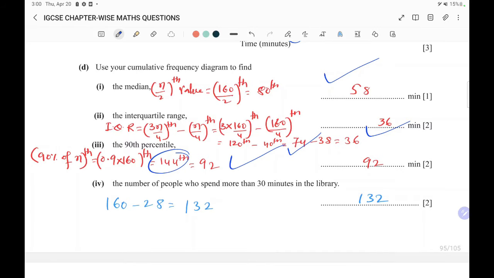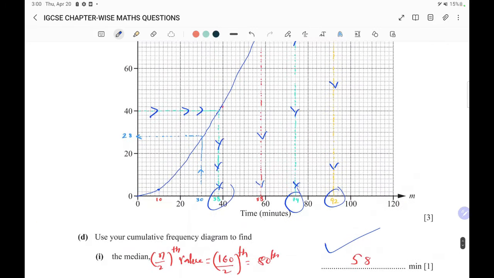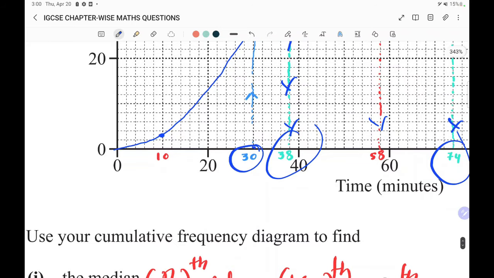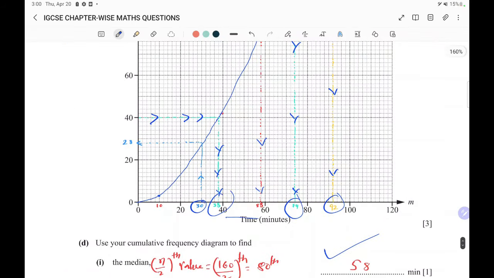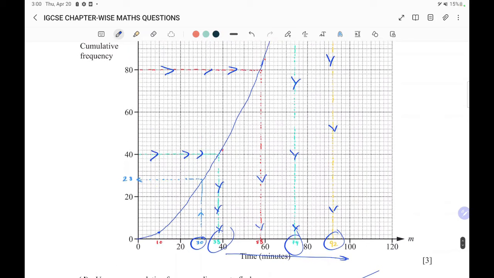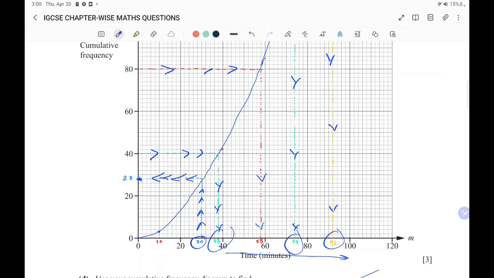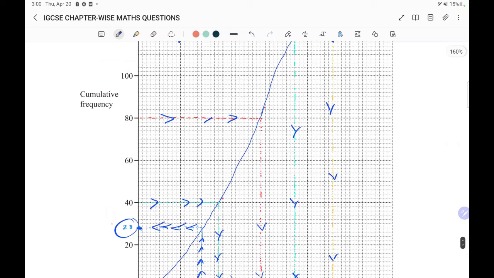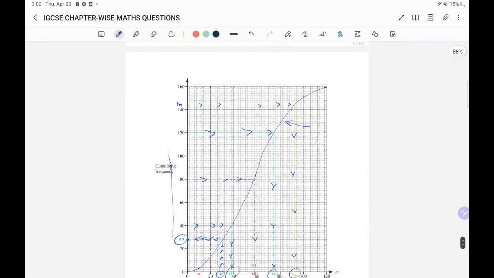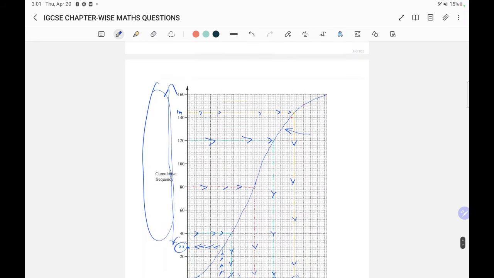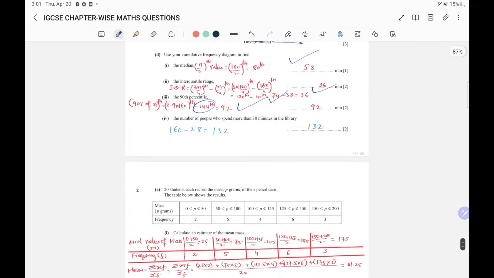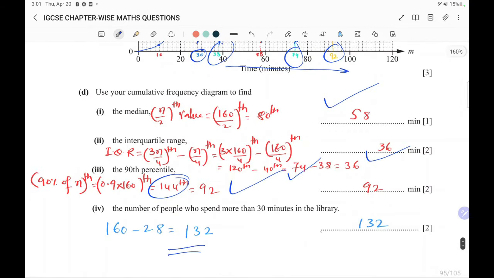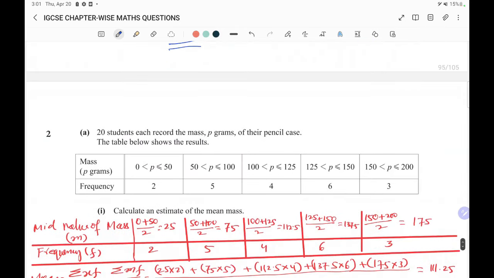The number of people who spend more than 30 minutes in the library, more than 30 minutes. So this is 30 minutes over here, more than 30 minutes. So this side is more than 30 minutes. So go up this time and then this. So this is 28. Okay, more than 30 minutes. So these people, 28 to 160. Okay, so this many people. So just find 160 minus 28 to get that gap. 160 minus 28 is 132. So that's how you will get 132.